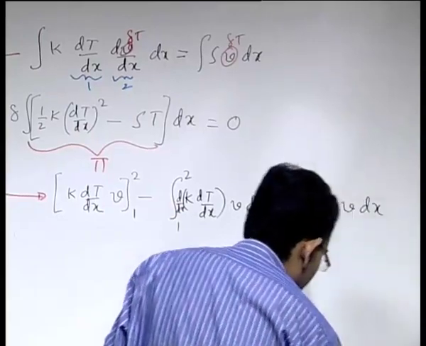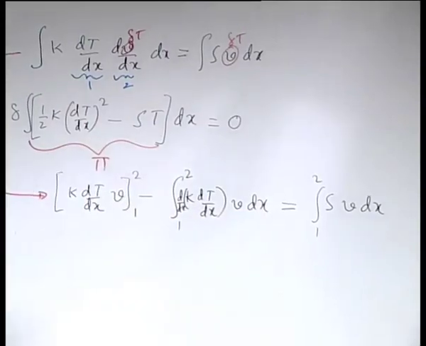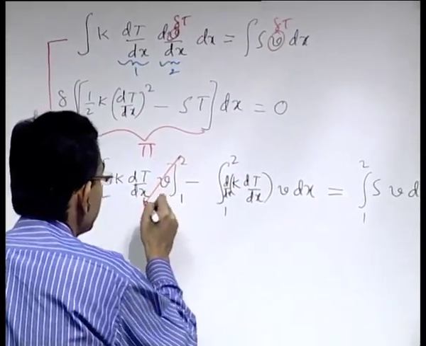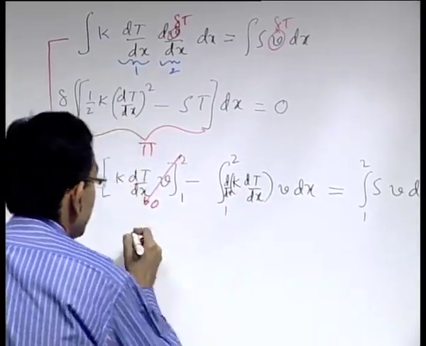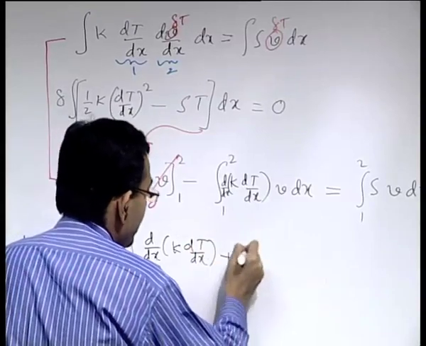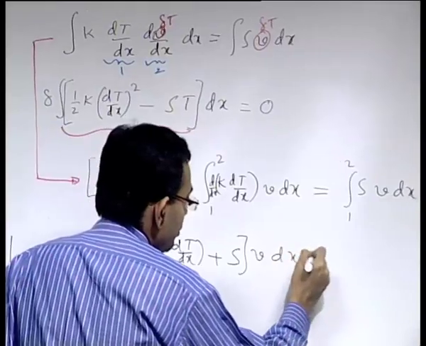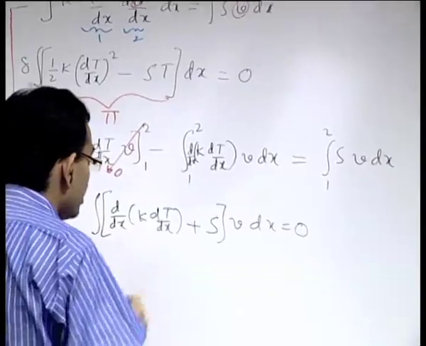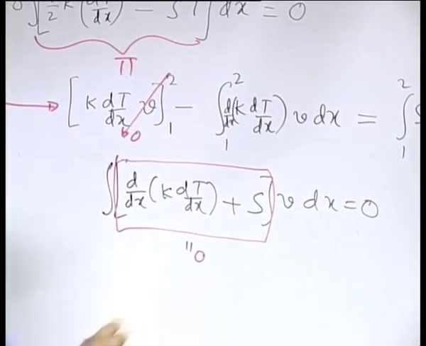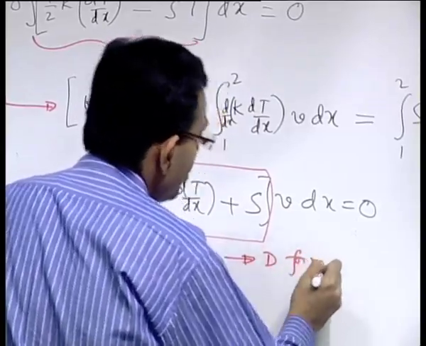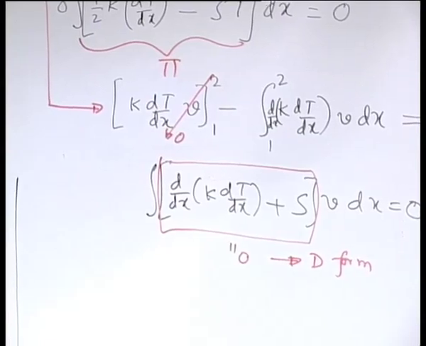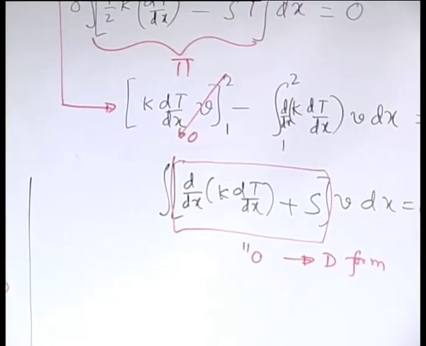with the boundary conditions that we have considered, that V is 0 at both the boundaries, that is T is specified, then this term will become 0. So you will be left with integral of d/dx of k dT/dx plus sV dx equal to 0. Since V is arbitrary, that means you have this equal to 0, which is your D form. So from the V form you could get back the D form, or you could get the M form also, provided all the underlying conditions are fulfilled.